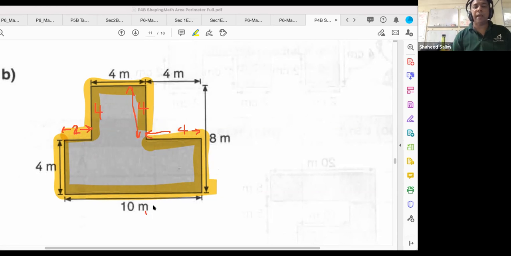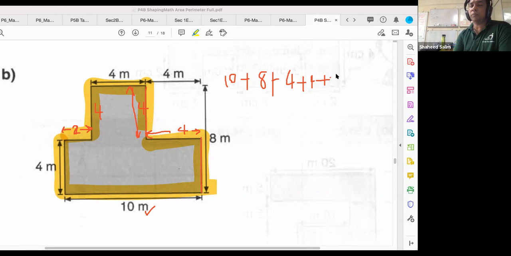So you take a 10. Okay, I'm going to write 10 plus 8, these two are 8. And then plus 4, plus 4, plus 2. Okay, and then after that, what do you do? Plus the last one here. Plus 4, plus 4.